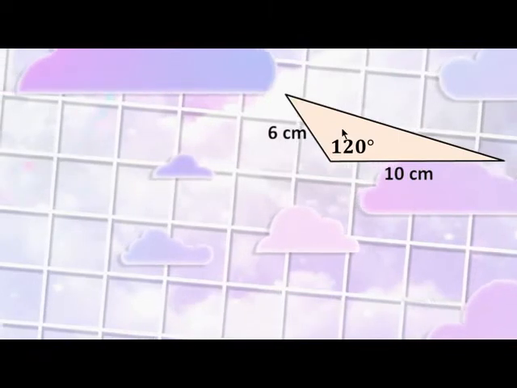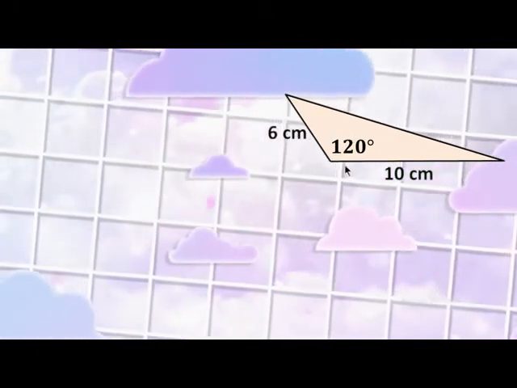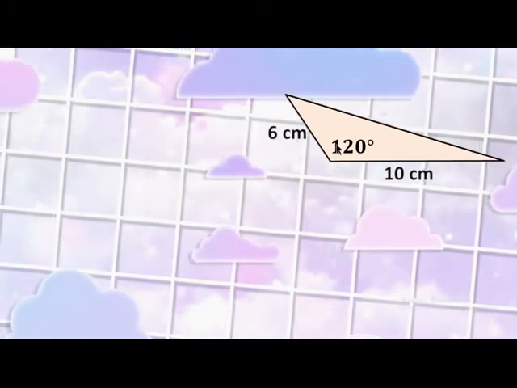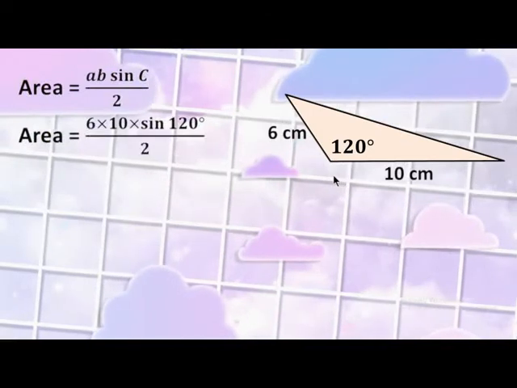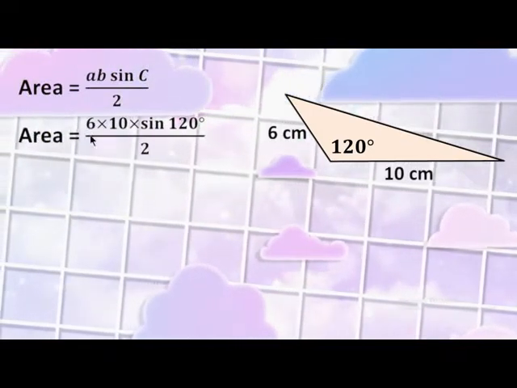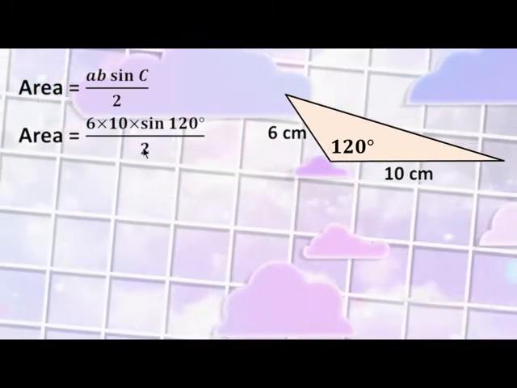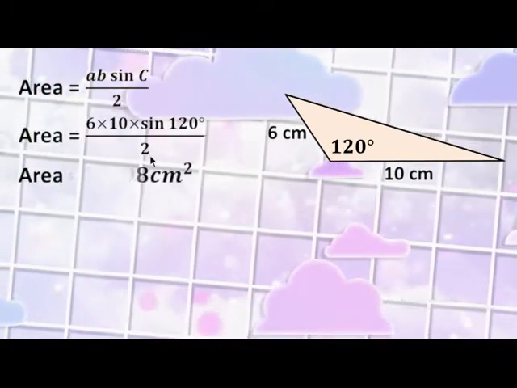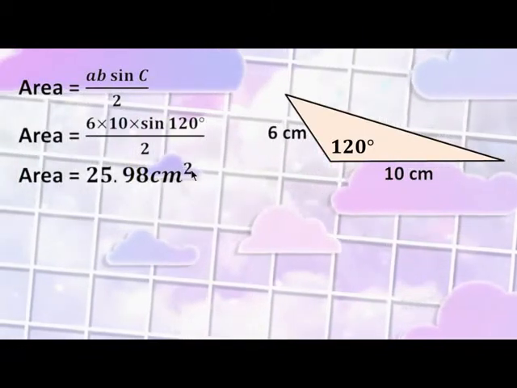And it also applies with an obtuse angle. Let's say this is the angle between the known sides. This is an obtuse angle, 120 degrees. We also use the same formula. So the area equals 6 times 10 times sine 120 and then divided by 2. So the area by calculator you will find that it is 25.98 centimeters squared.